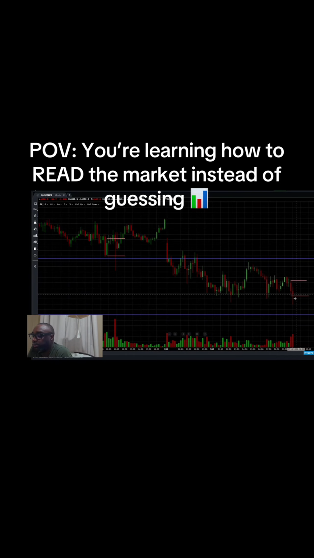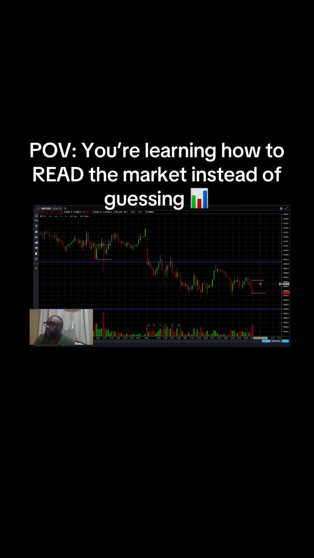Once it breaks below this and closes below here, price will continue to come down to here. You don't want to take a buy or sell inside this area right here. You really don't.